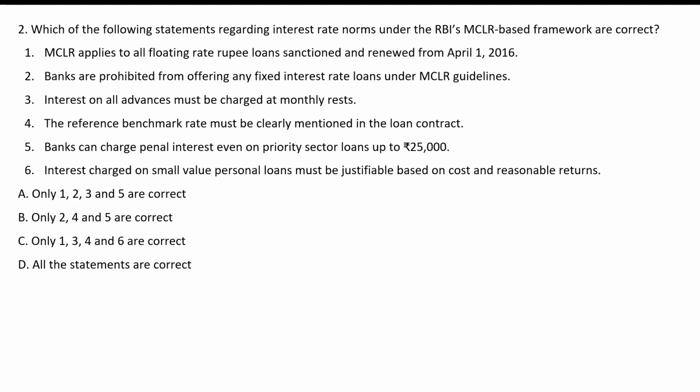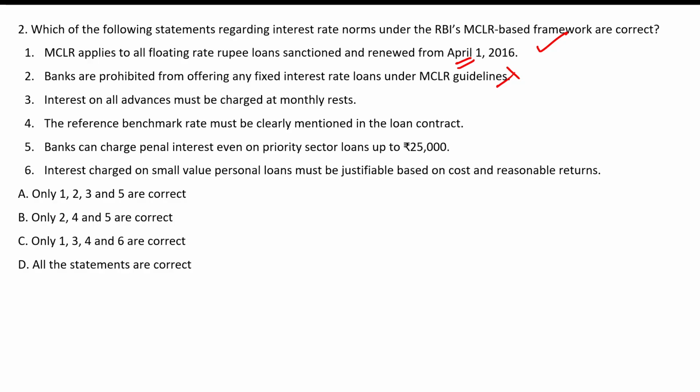Let's move on to the next question. Which of the following statements regarding interest rate norms under the RBI MCLR based framework are correct? MCLR applies to all floating rate loans sanctioned and renewed after 1st April 2016. So this is correct. Banks are prohibited from offering any fixed interest rate loans under MCLR guidelines. So no, banks are not prohibited from offering fixed interest rate loans. So this is not correct.